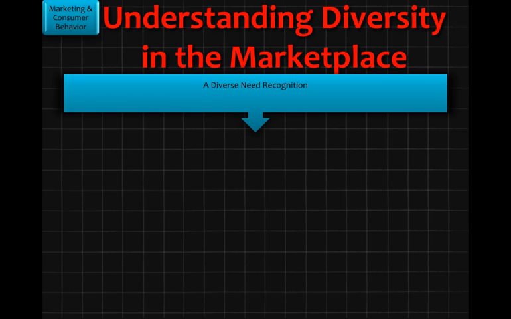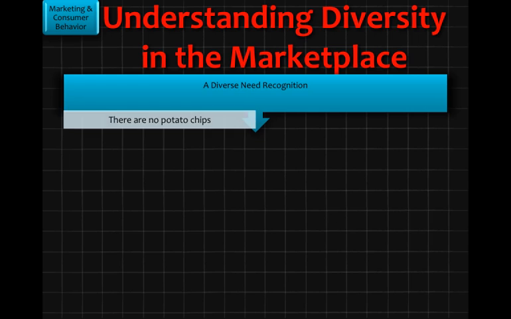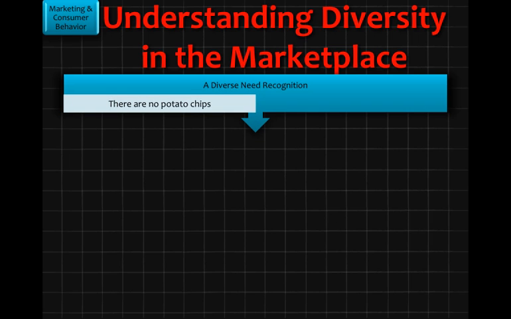So let's just take something as simple as potato chips. So you look in the cupboard and you find out immediately that there are no potato chips. And so you go to the grocery store, and when you get to the grocery store, down the potato chip aisle, there are all types of chips: jalapeno, sweet, hot, spicy, ridges, non-ridges. You get a little bit of everything.